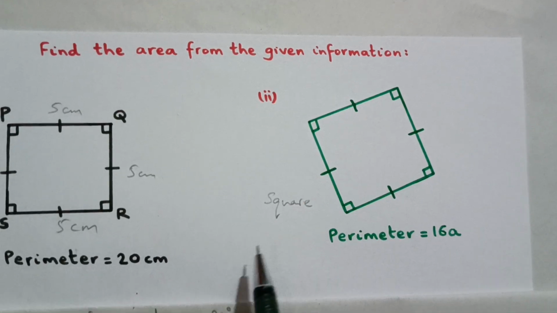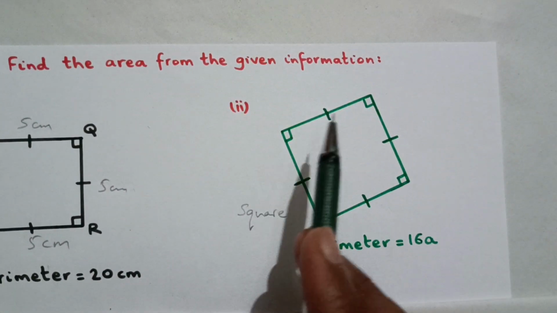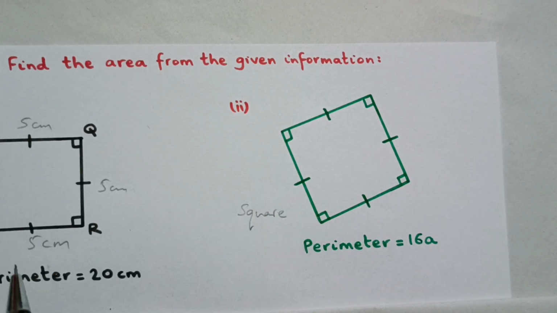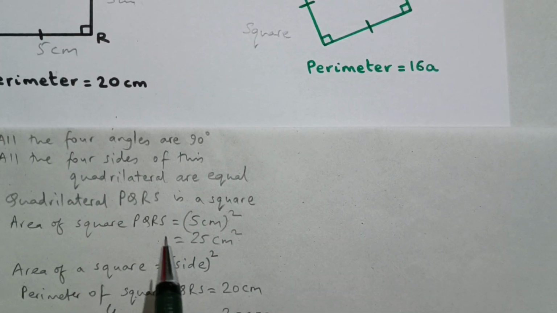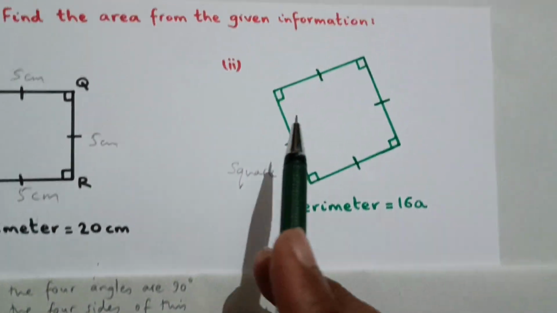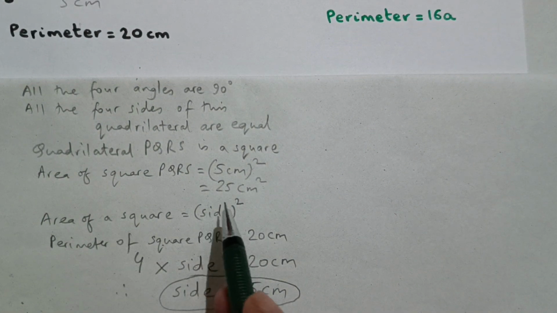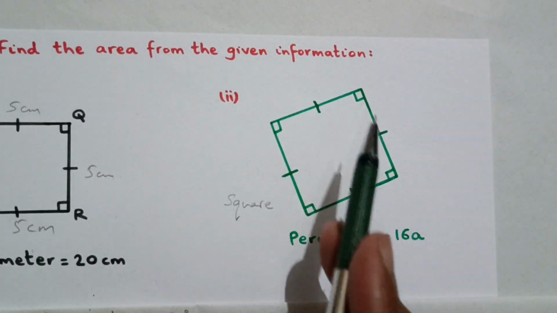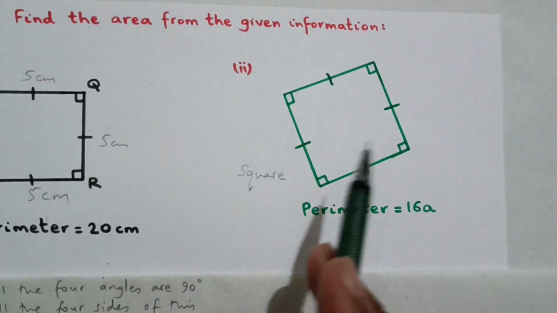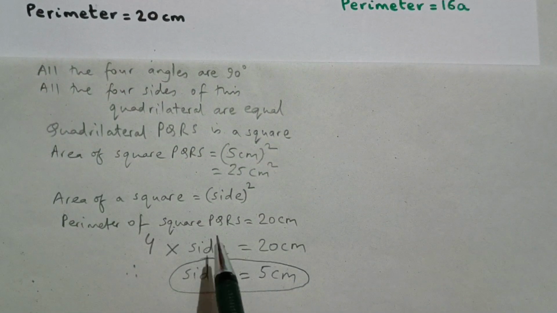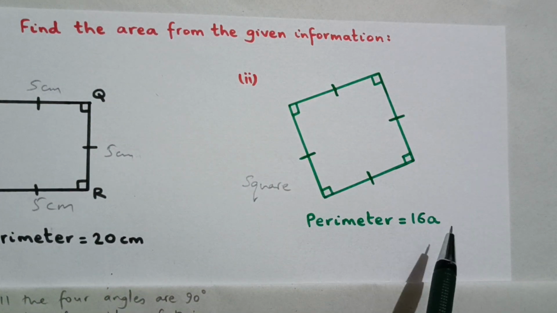Now area of square is side square. But here the measure of each side of this square is not given to us. So therefore right now I can't apply this formula straightforward. First I have to find the measure of each side of this square and then I can apply this formula. So my first aim is to find the measure of each side of this square and then I will apply this formula to find the area of this square. So how to find the measure of each side of this square? So for that I will take the help of this information.